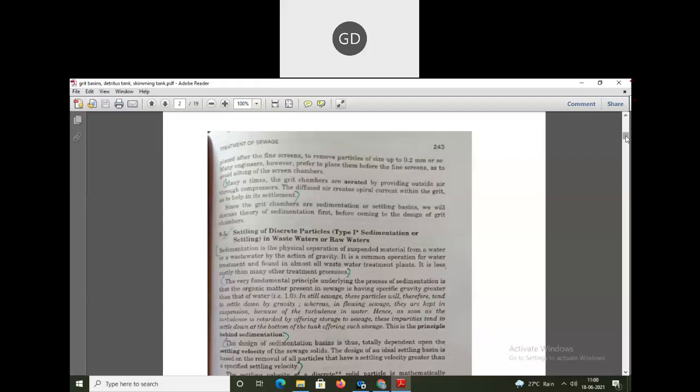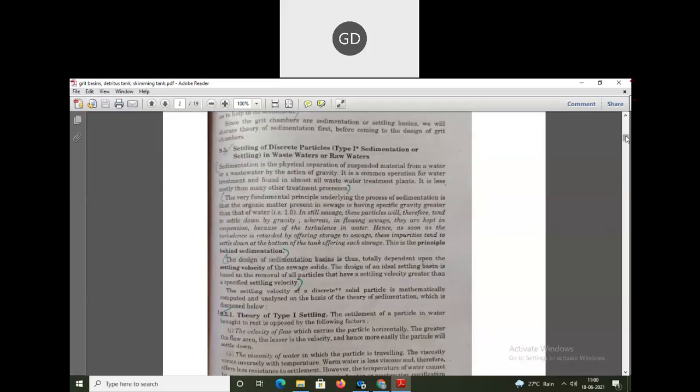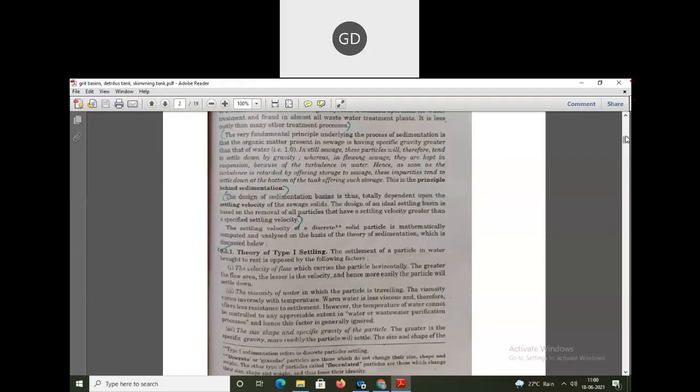So this is the same as whatever we have learned in our raw water engineering also. Now, if you are going to design a sedimentation basin, the first important thing is that it will be dependent upon the settling velocity of the solids, or you can say the sewage solids. The design of the sedimentation basin depends on the settling velocity. So first we have to know the different settling velocities of the sewage or of the wastewater.